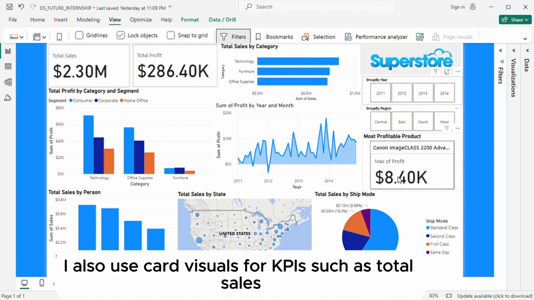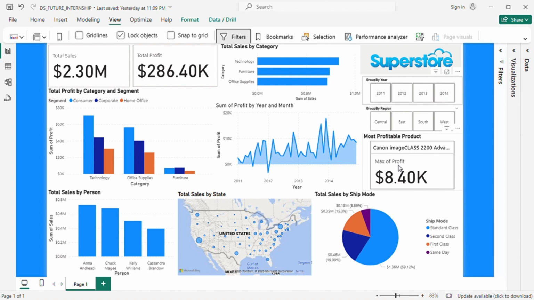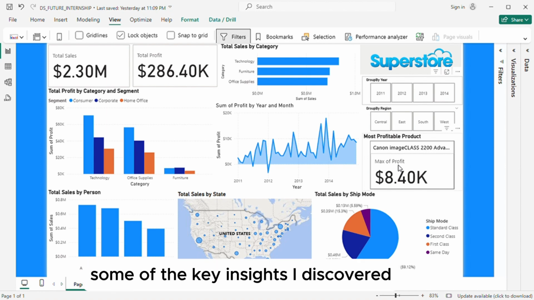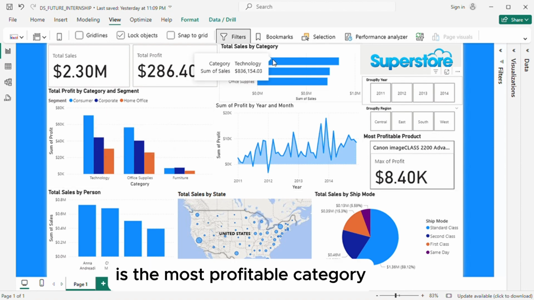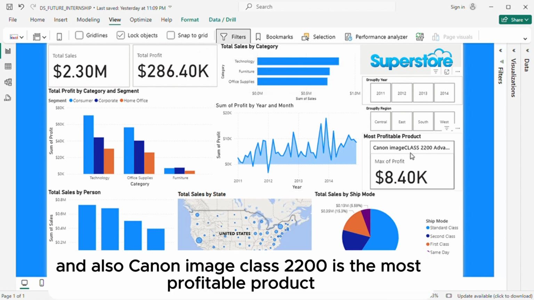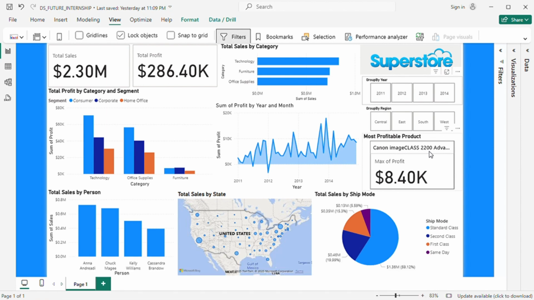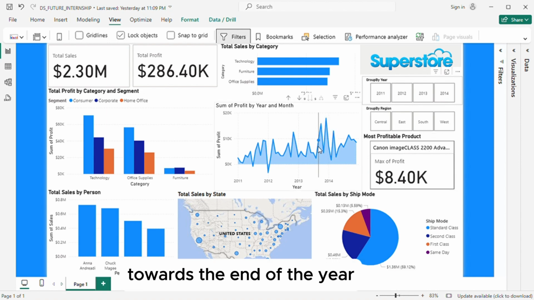I also used card visuals for KPIs such as total sales, total profits, and most profitable products. Some of the key insights I discovered: one was that technology is the most profitable category, and also Canon Image Class 2200 is the most profitable product, and also sales tend to spike in certain months towards the end of the year.